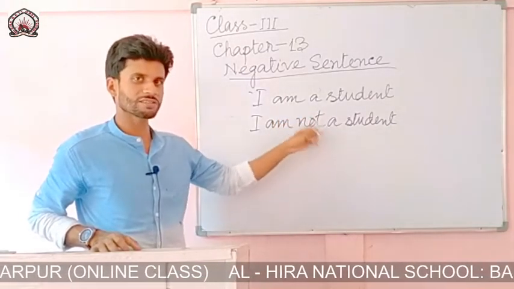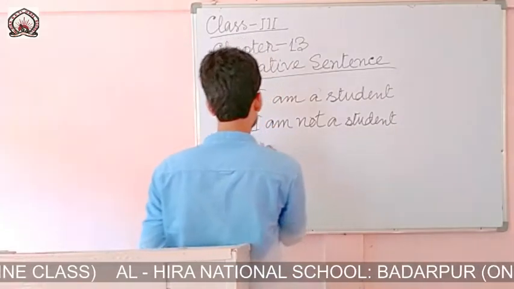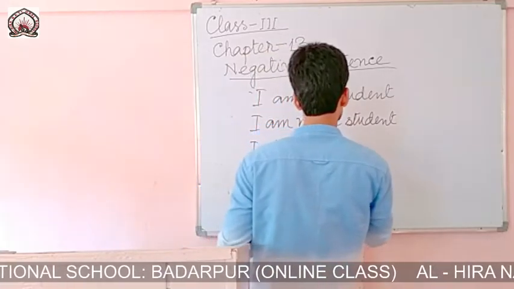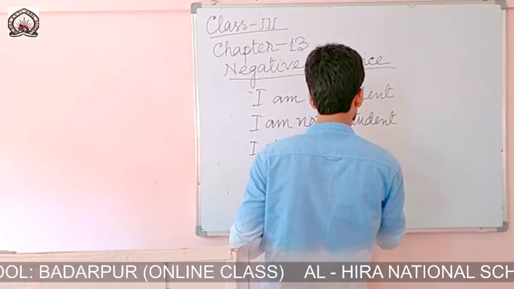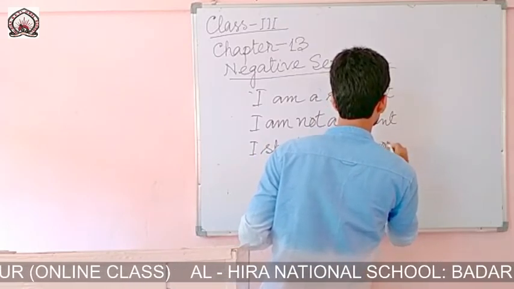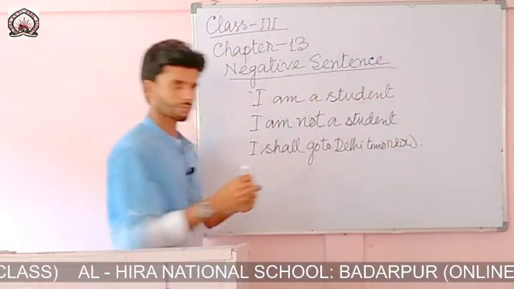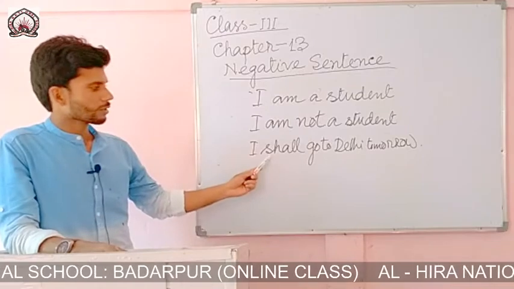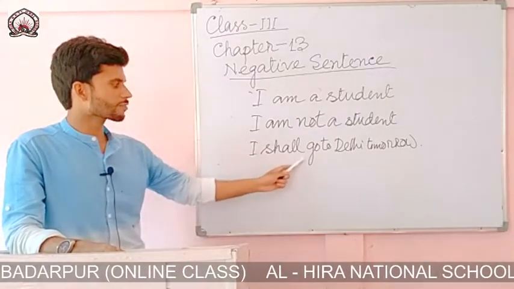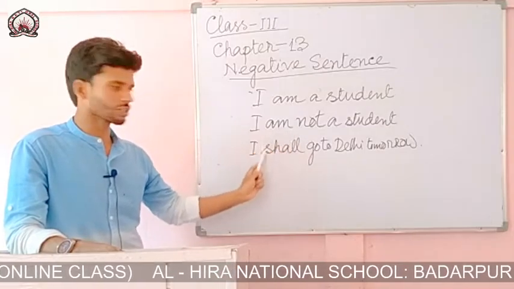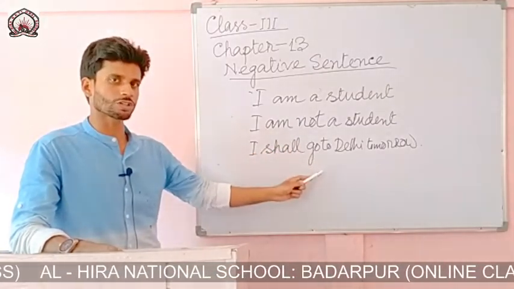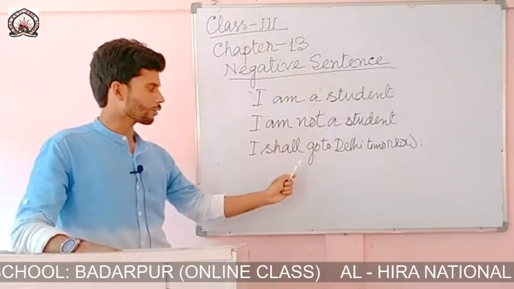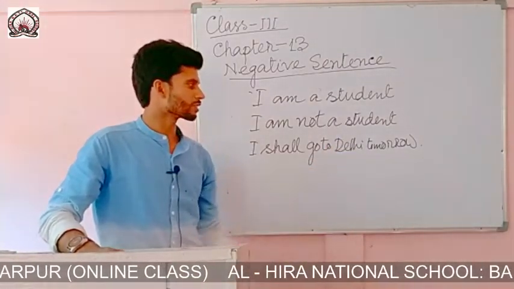If have is there, has is there, if will is there, in a sentence like: I shall go to Delhi tomorrow, or I will go to Delhi tomorrow. How to change it to negative? Just after the auxiliary verb, shall or will, we shall write not, and it will become negative. I shall not go to Delhi tomorrow, or if it is will, I will not go to Delhi tomorrow.